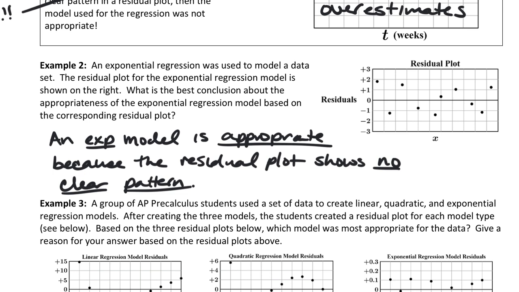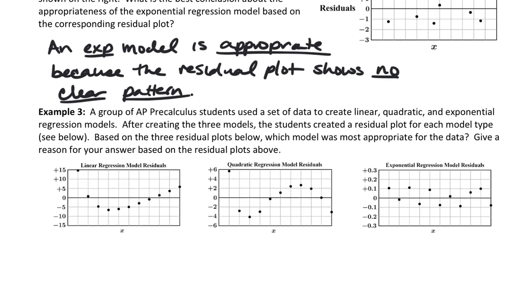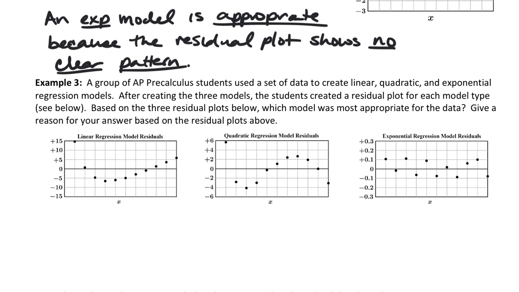So another way this question might be asked is going to ask you to compare plots. So in example 3, a group of AP Pre-Cal students used a set of data to create linear, quadratic, and exponential regression models. So here's the linear, here's the quadratic, here's the exponential. After creating the 3 models, the students created residual plots for each model type, which is what's below. Based on the 3 residual plots below, which model is most appropriate for the data? Which is the one that shows no pattern?